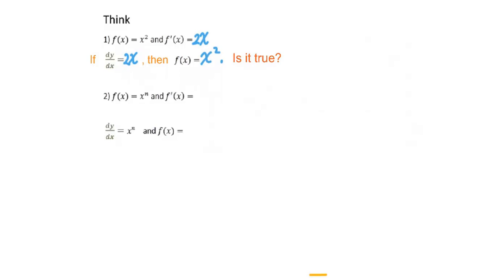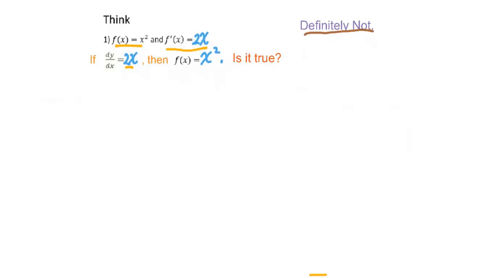Let's think about the following statement. If f of x equals x squared, we know the derivative of f of x is 2x. But if the derivative equals 2x, then f of x equals x squared. Is it true? Definitely not. Think about x squared plus 1: when you do the derivative, you still get 2x.